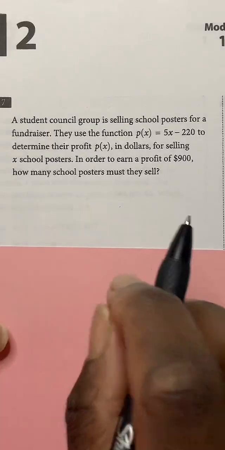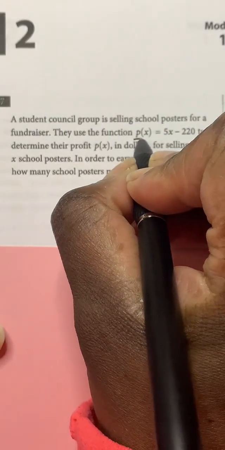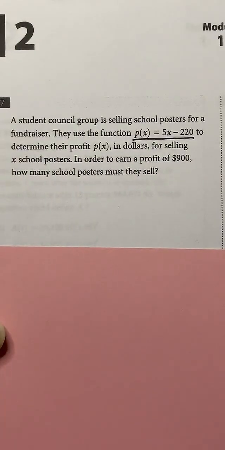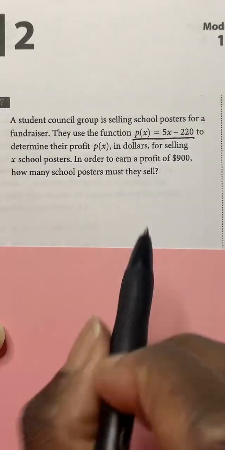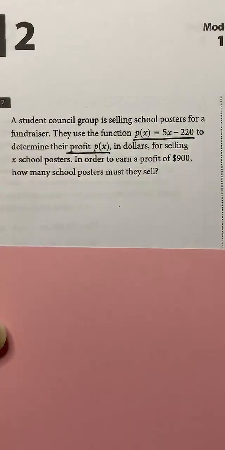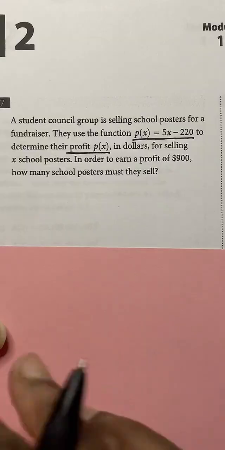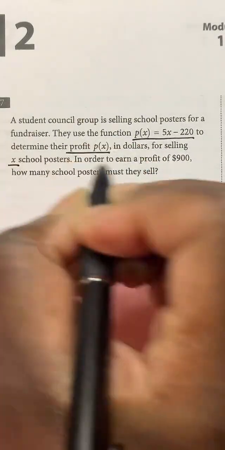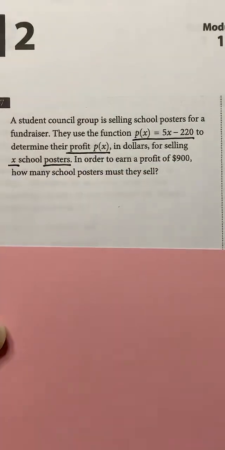So let's take a look. Anytime they give you an equation, that's almost like a kiss from God itself. Then they're telling you the P of X is the profit, not the prophet, Isaiah, and all that stuff. Just the profit, the money. X is representing the posters.